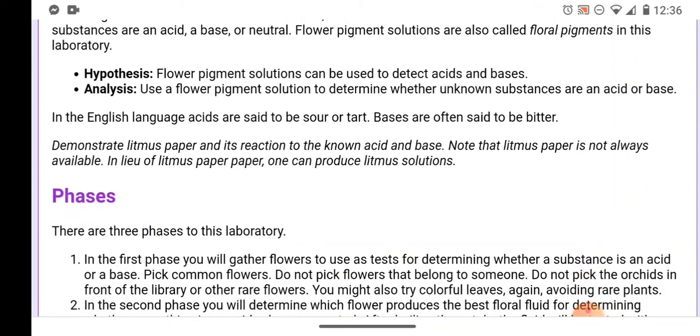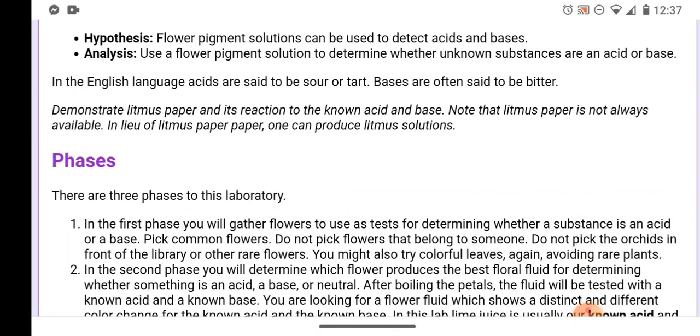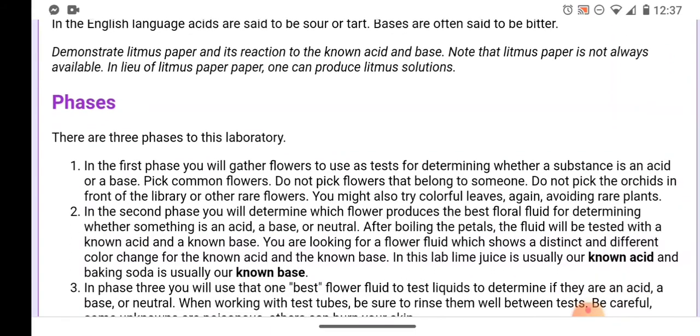So the hypothesis we're really looking at is whether we can use flower pigment solutions to detect acids and bases, and then if we can, using that to analyze some unknowns as to whether or not they're an acid or base. In the English language, acids are said to be sour or tart. Bases are often said to be bitter.